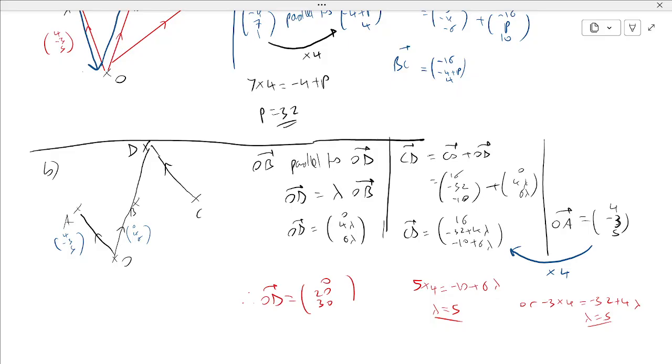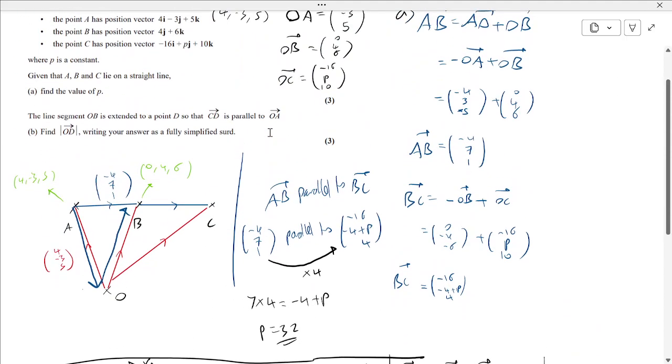And just to emphasize or repeat the thought process I went through, to find the position vector of D, I said, well, what do I know about D? What does the question tell me? How does it define where D is? D is, on the one hand, somewhere on the line OB. So on the one hand, I can write it like this. And on the other hand, it makes CD parallel to OA. So that gave me this relationship here. And combining the two enabled me to find the exact position of D.